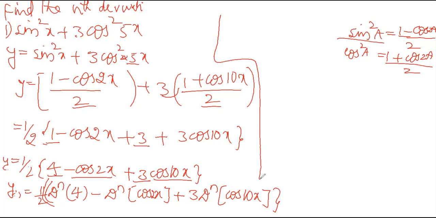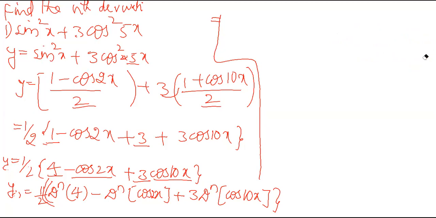1 by 2 as it is, yn is equal to 1 by 2. Then the differentiation of this constant is 0. 0 minus, here the differentiation of this one, cos 2x. Okay, you know that one.